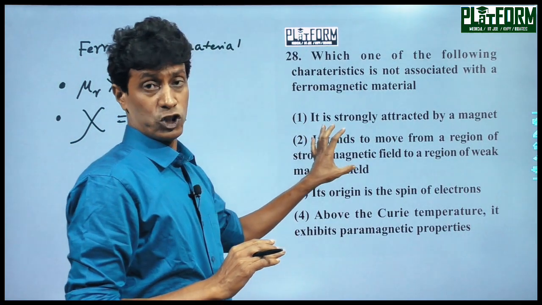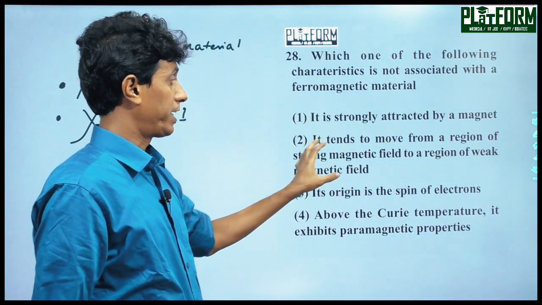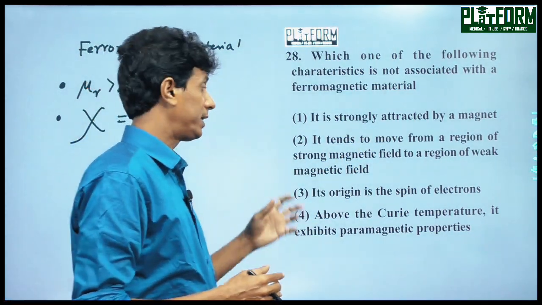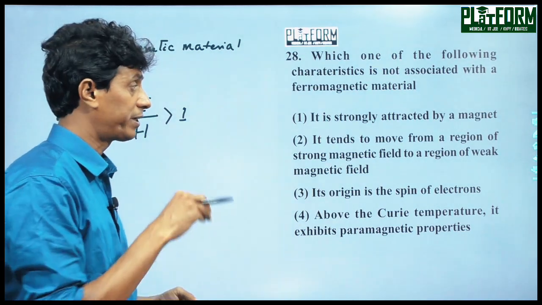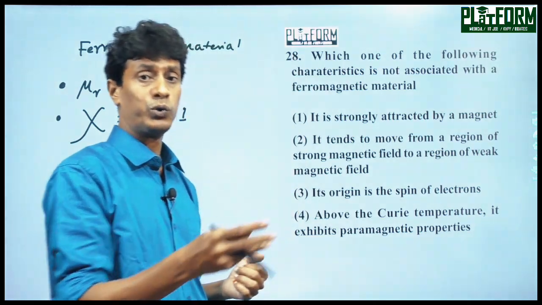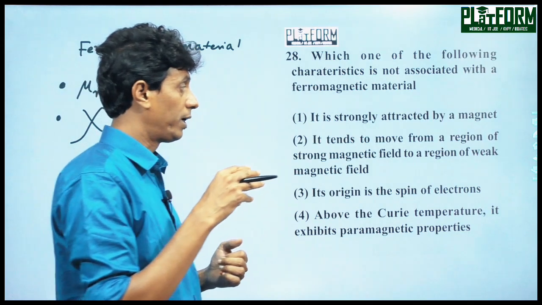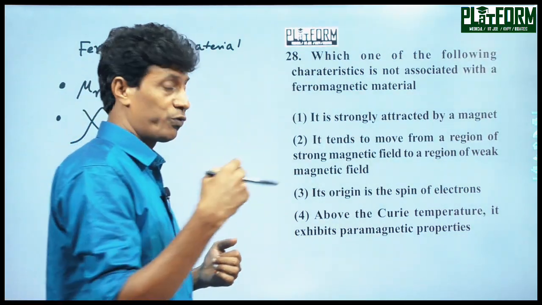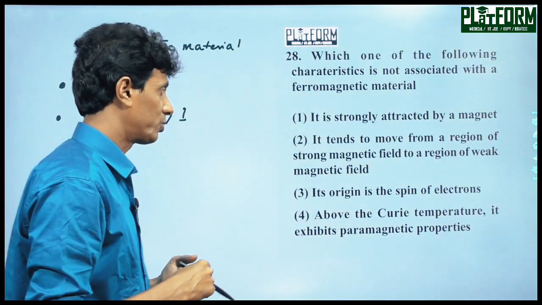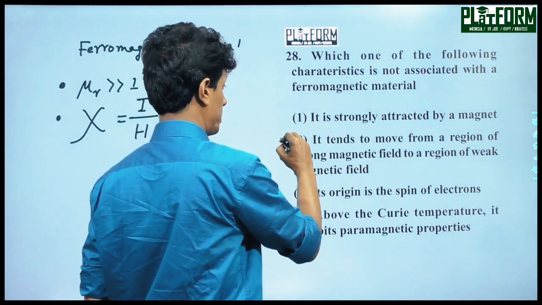It is a wrong statement but the right answer. It tends to move from a region of strong magnetic field to a region of weak magnetic field. Normally, if we put a diamagnetic material into a magnetic field, it moves from the stronger zone to the weaker zone, but in the case of a ferromagnetic metal, it will move from the weaker zone to the stronger zone of the magnetic field. So option two is not the right statement, but it is the correct answer.